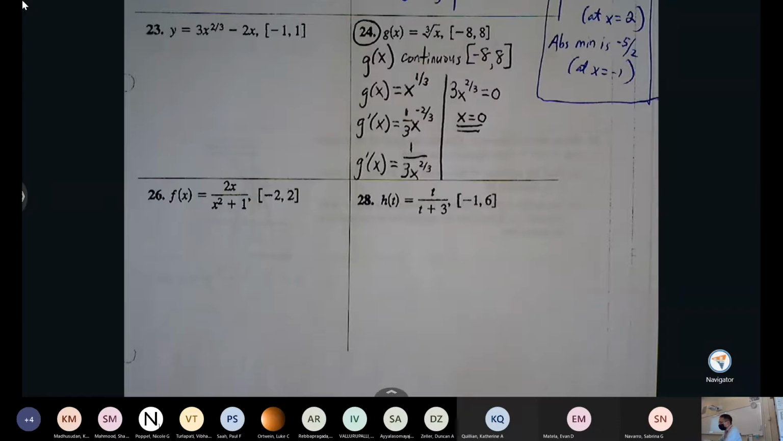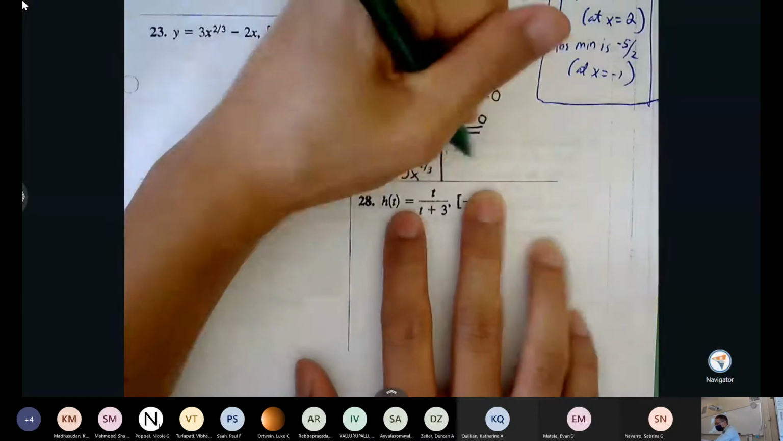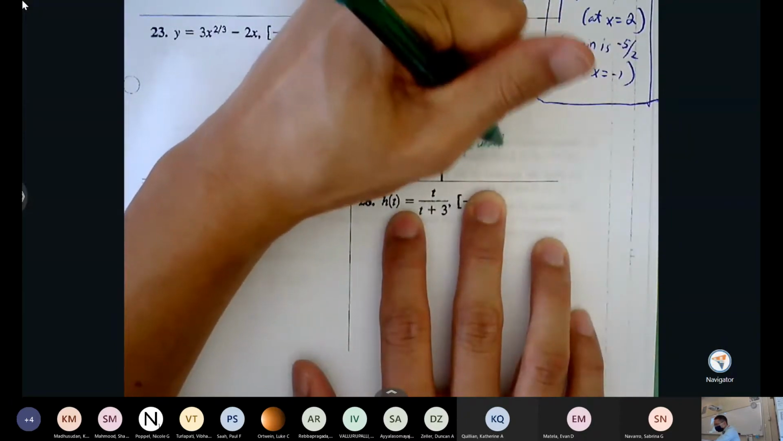Yeah, vertical asymptote, slope undefined. Okay, slope is undefined here. Oh, sorry, not vertical asymptote. It is slope undefined. It's a sharp turn.